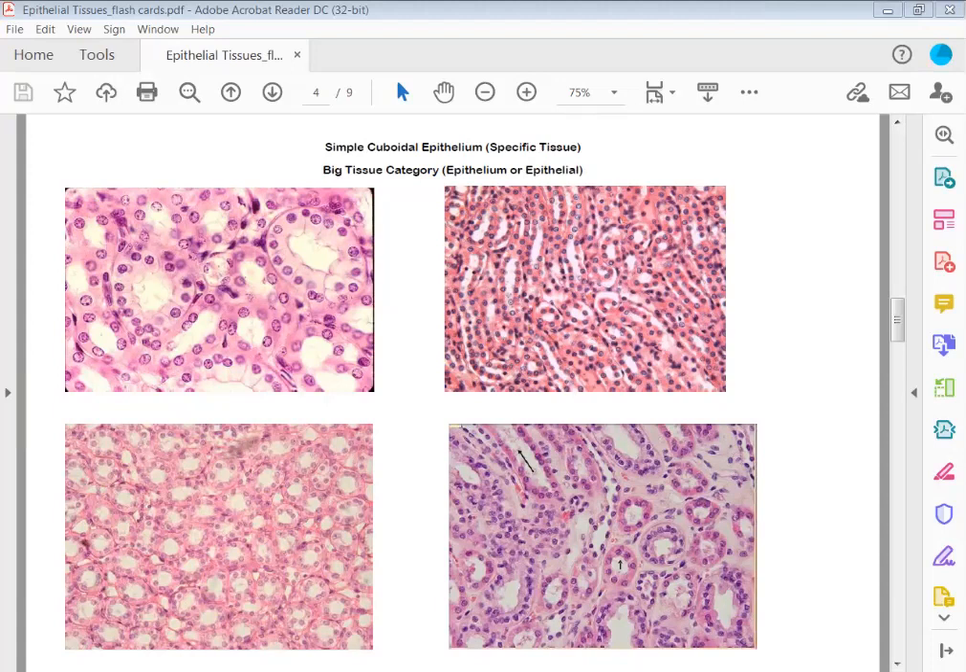So for instance, if I pointed to right here, you would look at it, and again, you see only one row of nuclei because you're only looking at the cells right there in that circle. Over here, the pointer's pointing to right here, so I'm looking at this circle, and one row of nuclei would tell me it's simple. The fact that it's a circle, or here you can see part of an oval, clues you in that it's cuboidal.